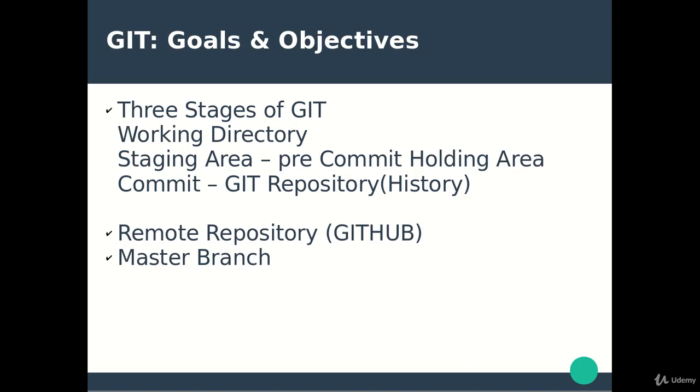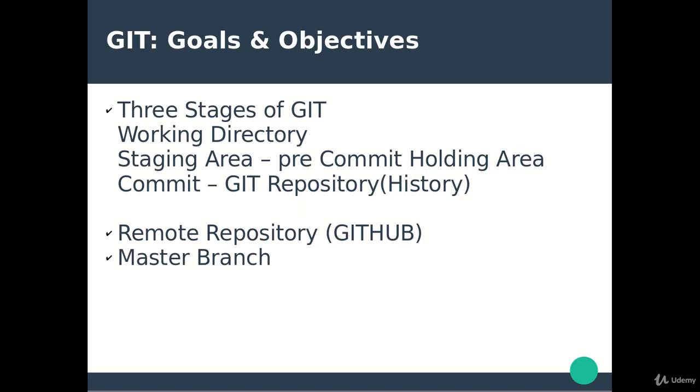Now when you commit the code to the Git repository, that is basically the final version which is available on Git. Now the fourth thing is the remote repository. The remote repository is the server where you are committing your code, which generally is GitHub.